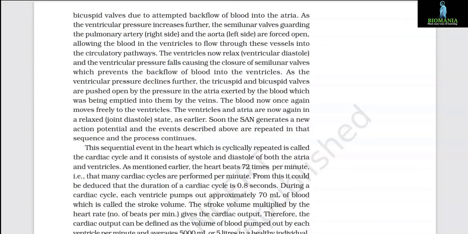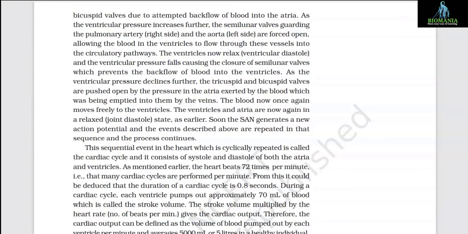As the ventricular pressure declines further, the tricuspid and bicuspid valves are pushed open by the pressure in the atria exerted by the blood which was being emptied into them by the veins. The blood now once again moves freely to the ventricles. The ventricles and atria are now again in a relaxed, that is joint diastole state as earlier.